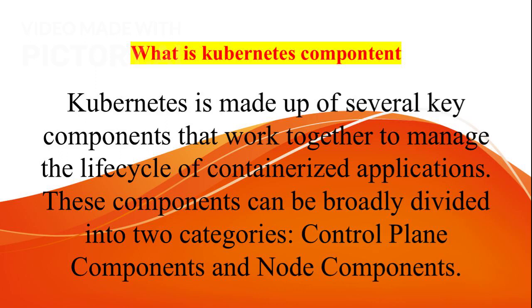Kubernetes is made up of several key components that work together to manage the lifecycle of containerized applications. These components can be broadly divided into two categories: control plane components and node components.